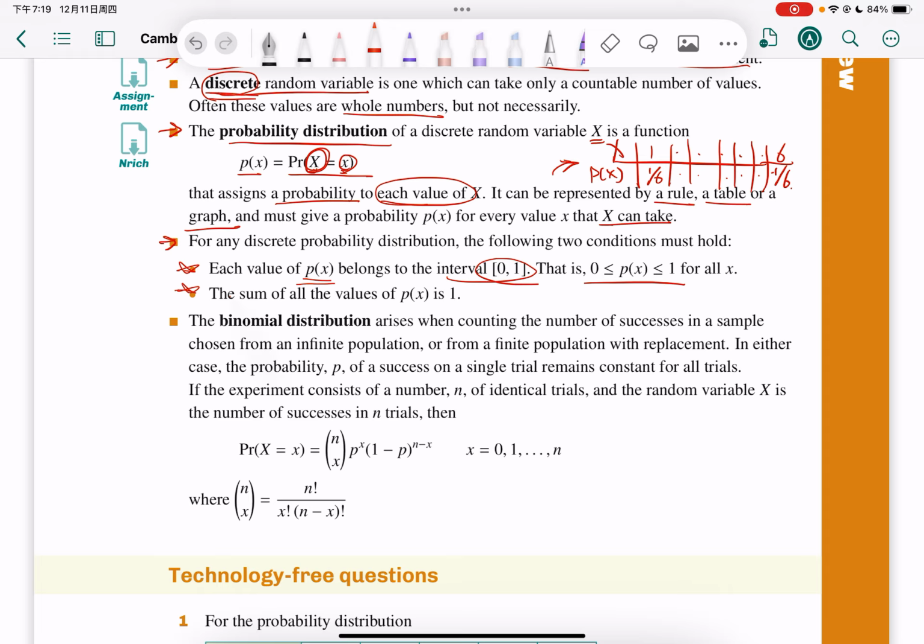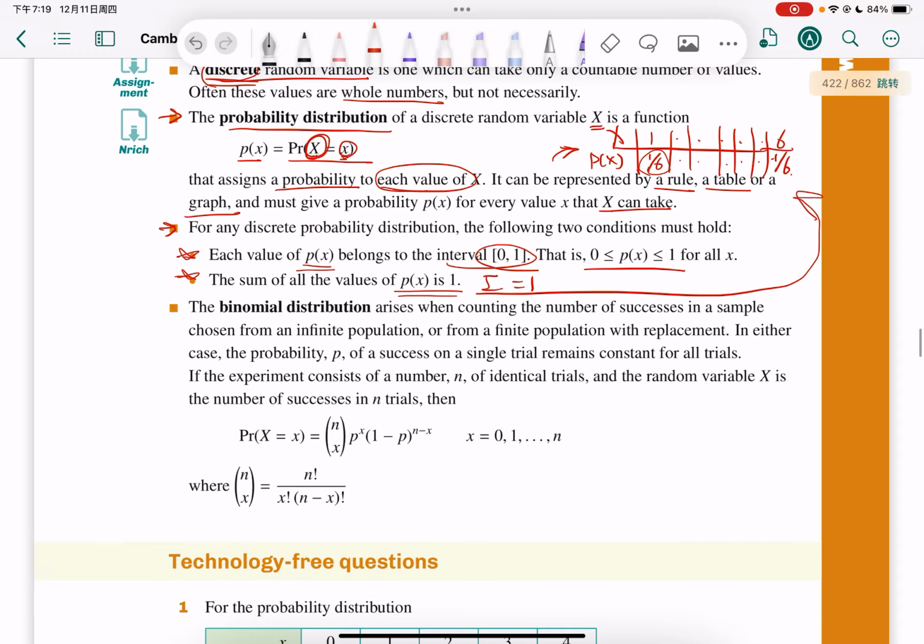The second one is that the sum of all the values of px is equal to 1. So for our rolling a die problem over here, the sum of all the probabilities from 1 to 6, we have 1/6 for each face, and we have six of them, so the sum should always be 1.